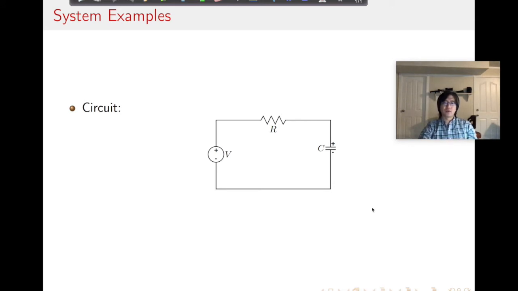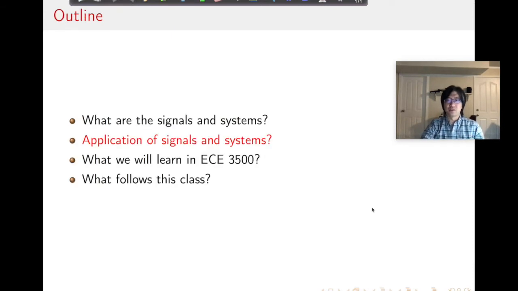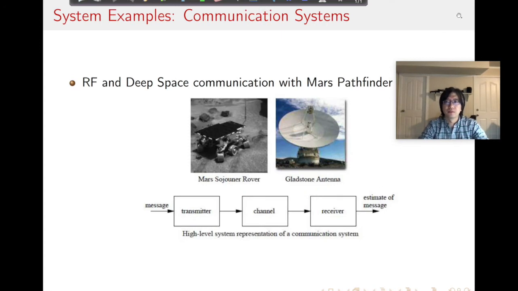Okay, so here I just gave you a very brief overview of what a system is. Basically, a system is something that manipulates the input signal and gives you an output signal. It transfers one signal to another signal. Okay, so that is basically a system. Now let's look into our next topic, which is the application of signals and systems.